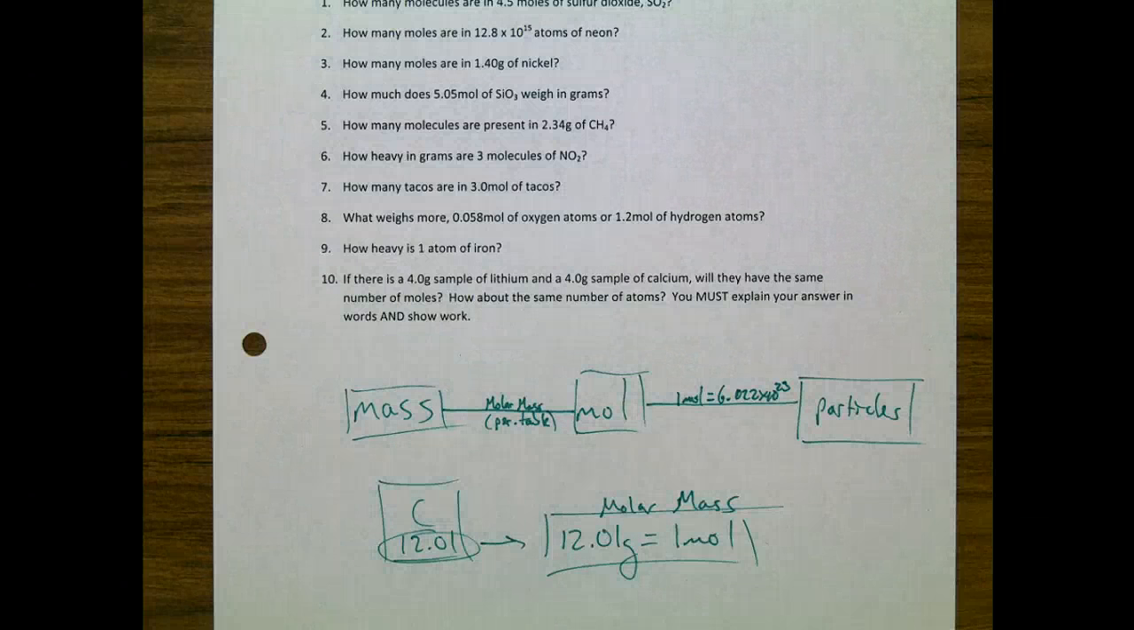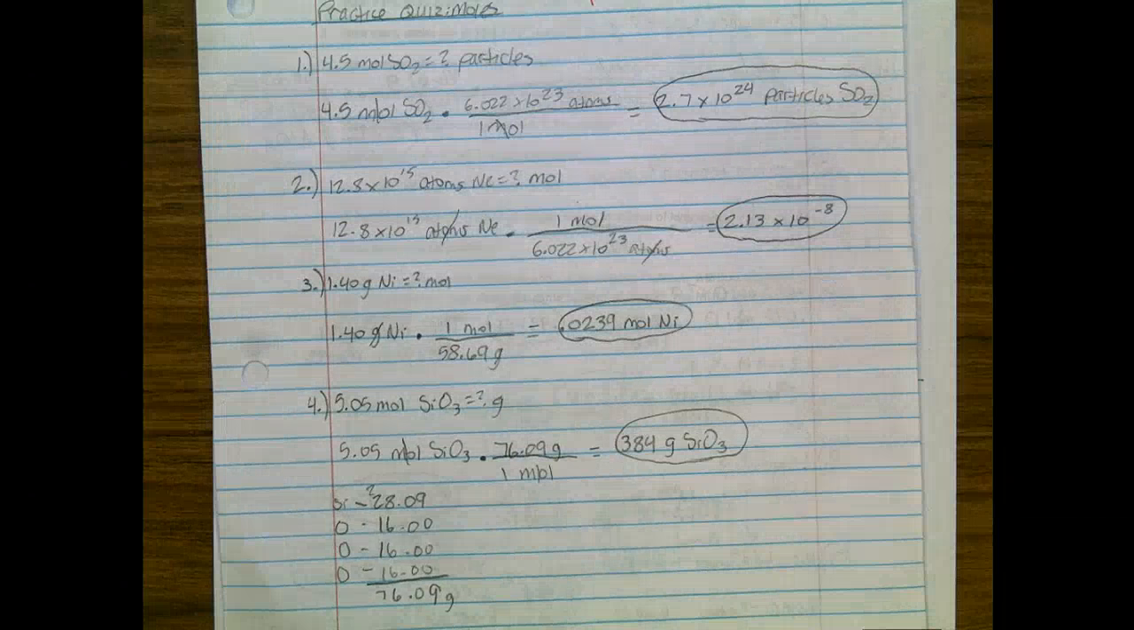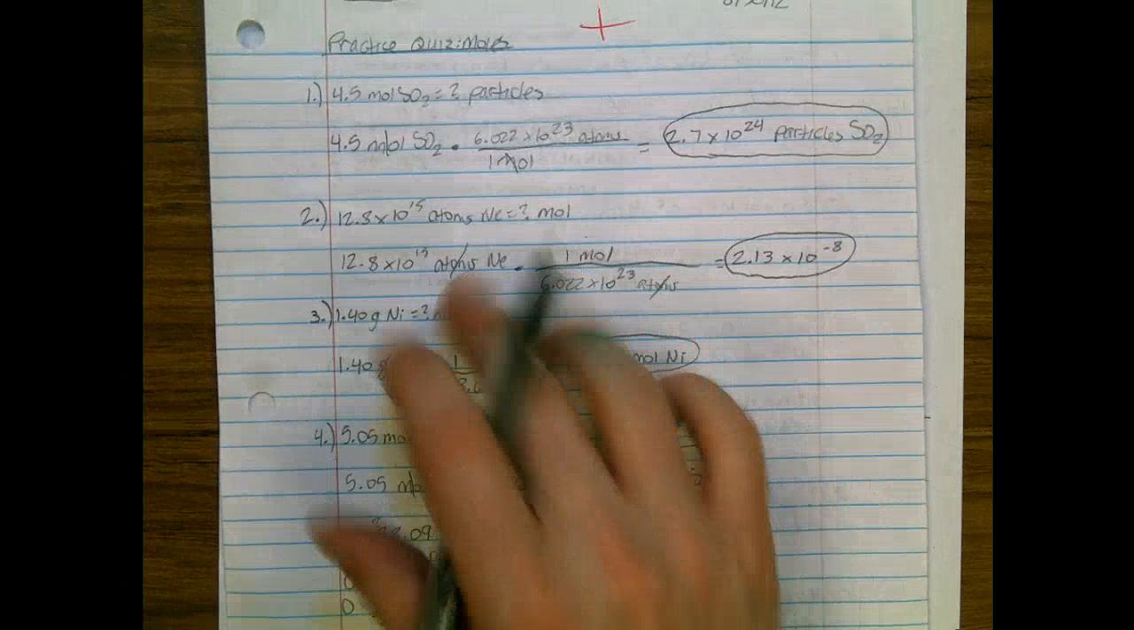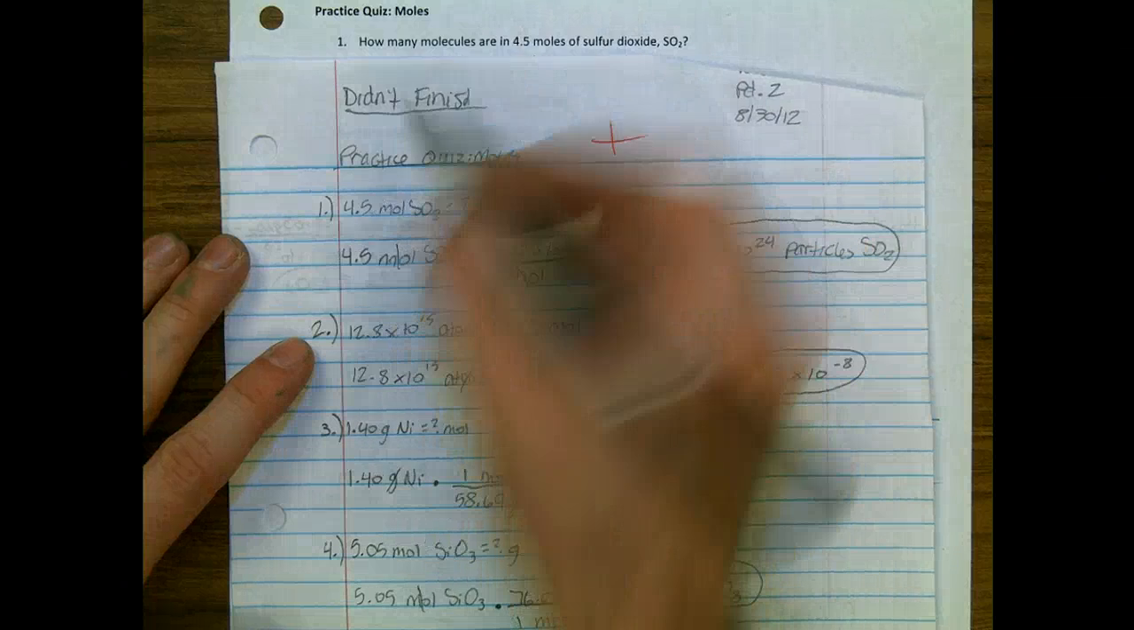So what we're going to do is critique, actually grade together, this student, who I could tell got most of her questions correct. Let's take a look at the first question. The first question says that you have 4.5 moles of sulfur dioxide, and it's asking how many molecules you have.